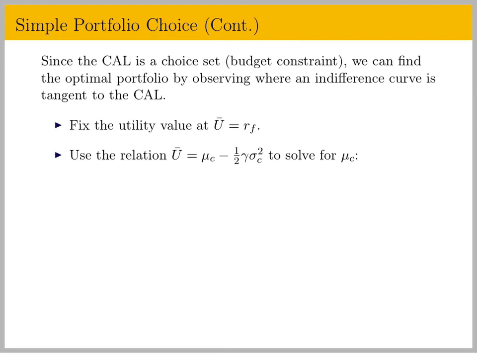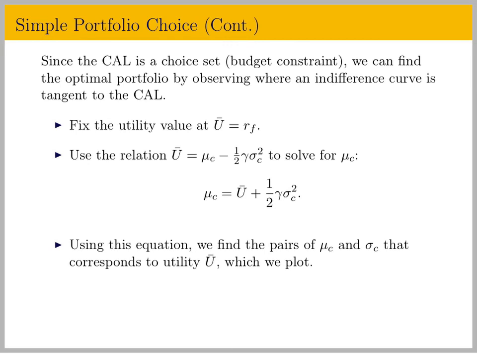We then recall the relationship that utility is equal to the mean of the portfolio C minus 1/2 gamma times the variance of portfolio C. And we can use this for whatever that u bar is to solve for mu sub C. That is, simple algebra says you just take this latter part of the right-hand side and move it over, add it to the other side, so that mu sub C is equal to that utility level, whatever we started at, which is RF, plus 1/2 gamma times the variance of C.